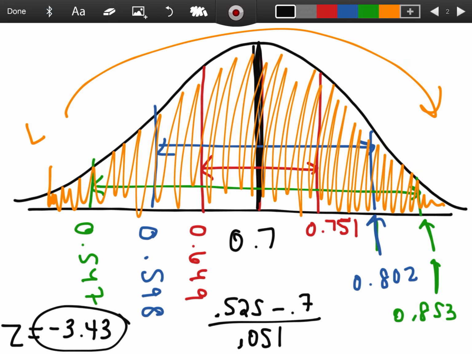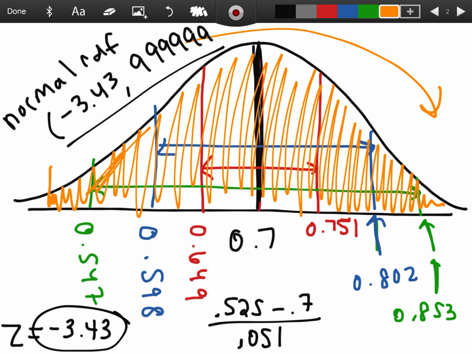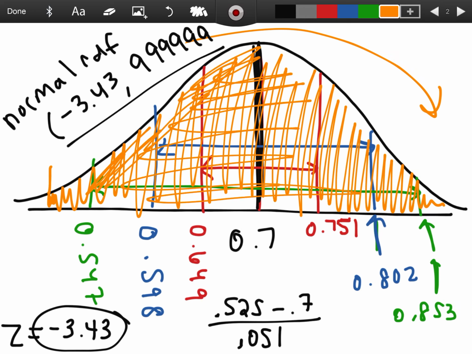So what you're going to type in your calculator is a normal CDF. Your low bound is going to be negative 3.43. You're not going to have a high bound because you're going to go way, way, way to the right. So it's your huge number. So you're figuring out what percentage is below this curve here. So pause the video if you need to. Type that in, your normal CDF, negative 3.43. Remember, your upper bound is this huge number, 99999.